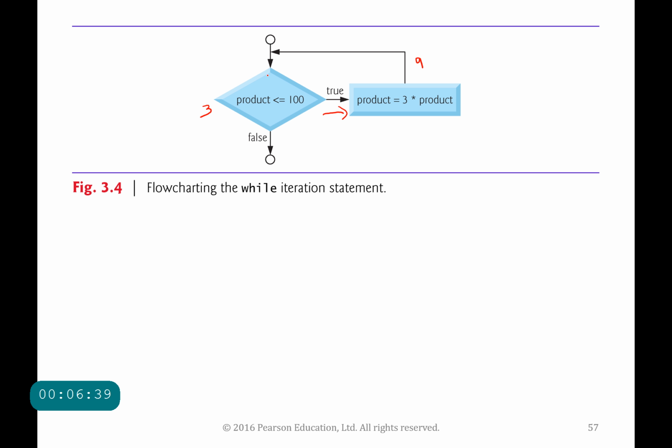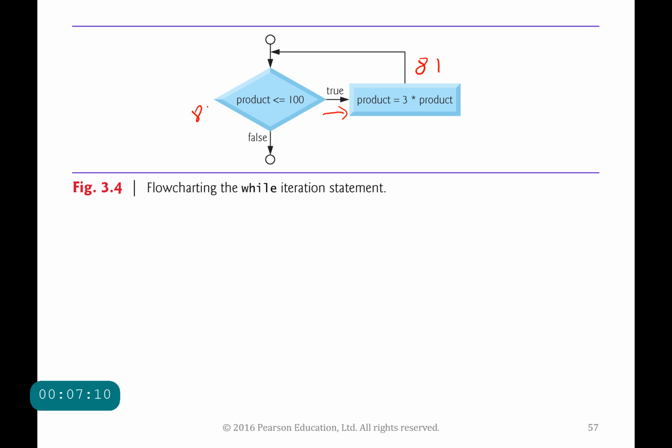We come back here, we check, well, is 9 less than 100? And it is. So we come back here, we multiply 9 by 3, which is 27, and then we come here and we check, is 27 less than 100, which it is. And then we again multiply that by 3 to get 81. Now is 81 less than 100? It is.